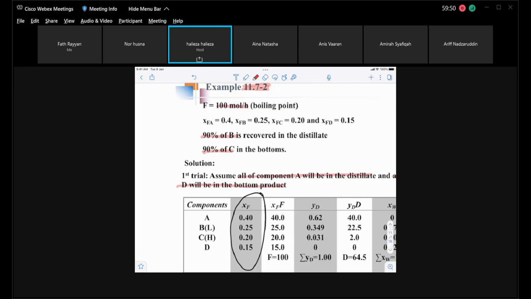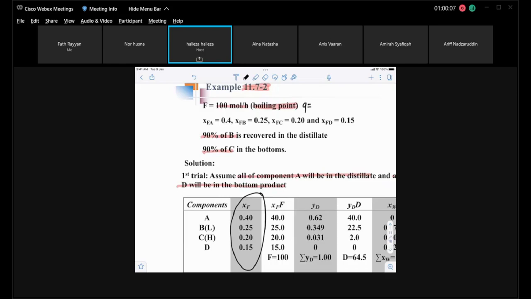And it so happened that the feed is at its boiling point. That means your feed is saturated liquid. You need that information because when you want to calculate your Q, you know what your Q is already. Your feed is at its boiling point. If the feed is at its boiling point, that means Q should be what, guys?